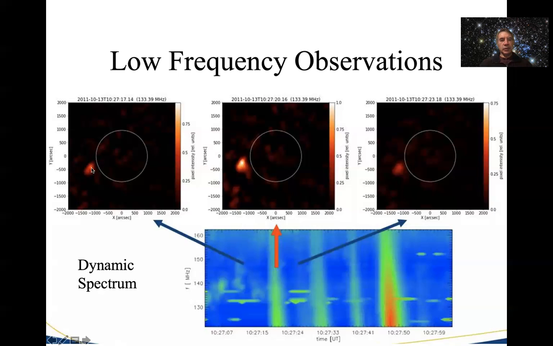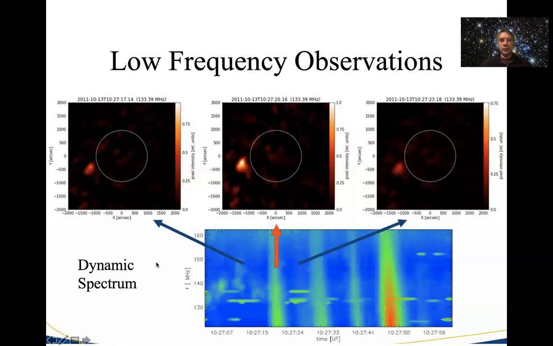Here you can see, again, a time sequence of images on the top. The circle represents the sun, but you can see that there's an eruption of hot material leaving the sun here. And the nature of the emission is quite distinctive.